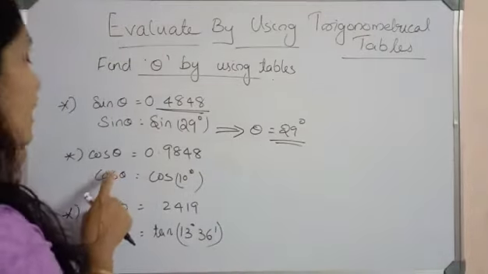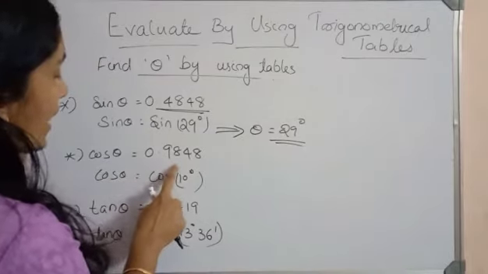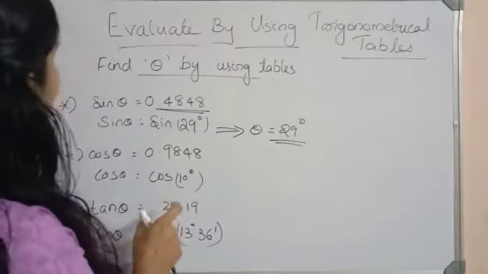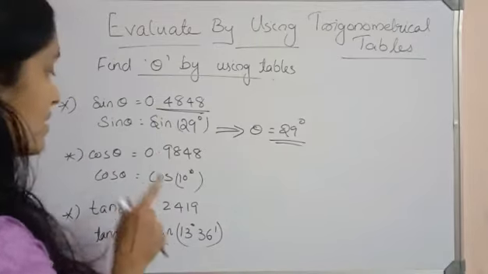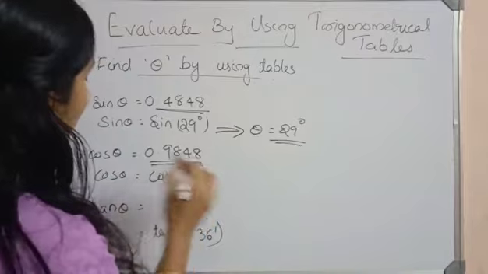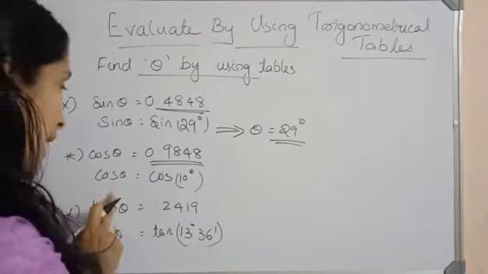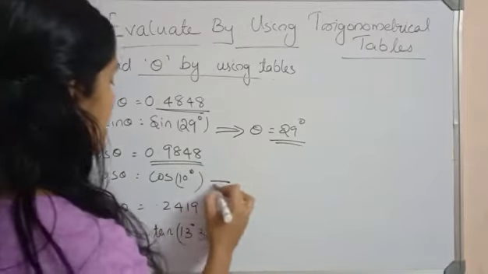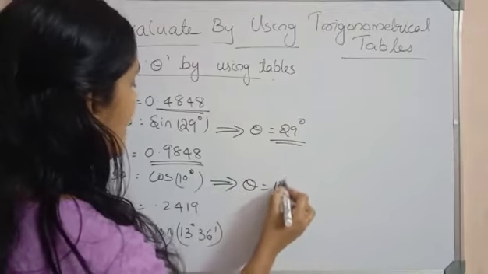Now in the same way, cos theta is 0.9848. If you see the trigonometrical tables of cos theta, you can see that in the place of cos 10 degree, this particular value is lying. So we can say that cos theta is cos 10 degree, and this implies theta is equal to 10 degree.